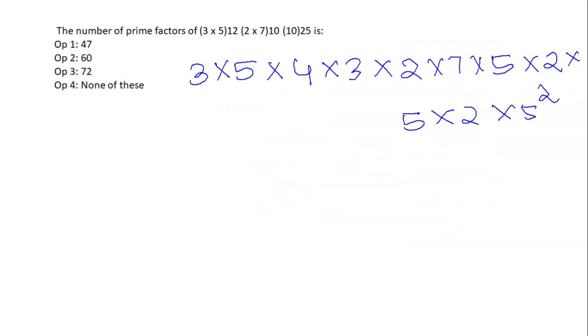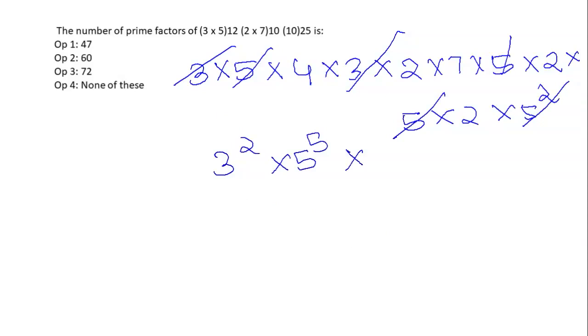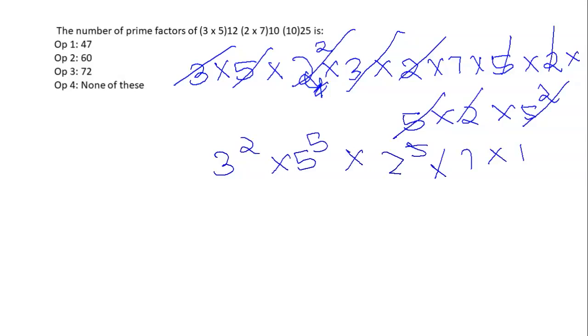So this gives you, so we have 3 power 2 into 5 power 5, into this is nothing but 2 power 2, 2 power 2, 2 power 4, okay. So 2 power 5 into 7 power 1, which is nothing but 2. Okay, so we get 216. What Gayatri says is right.